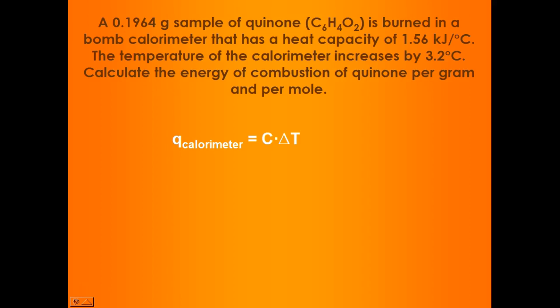This time we have quinone, and we are burning it in the bomb calorimeter. It's undergoing combustion. We have 0.1964 grams of quinone, and we are told the temperature of the calorimeter, so that's that water that was in the calorimeter, increased by 3.2 degrees Celsius. We're also told the bomb calorimeter has a heat capacity of 1.56 kilojoules per Celsius. So we're going to figure out what the energy of combustion is for the quinone per gram and per mole.